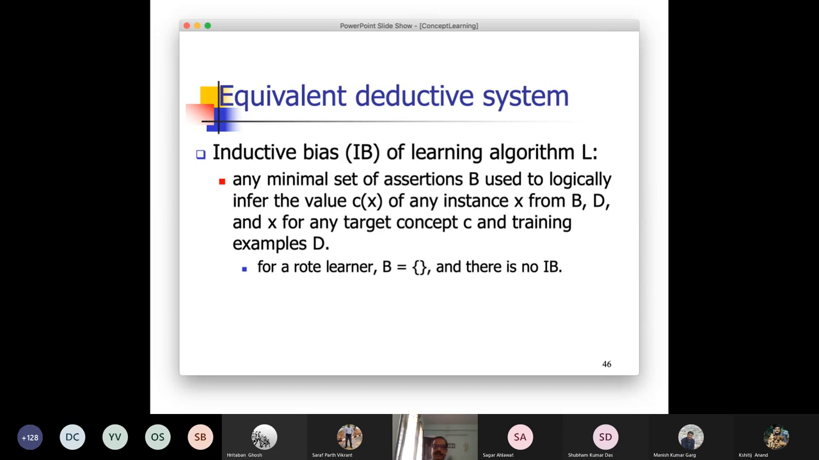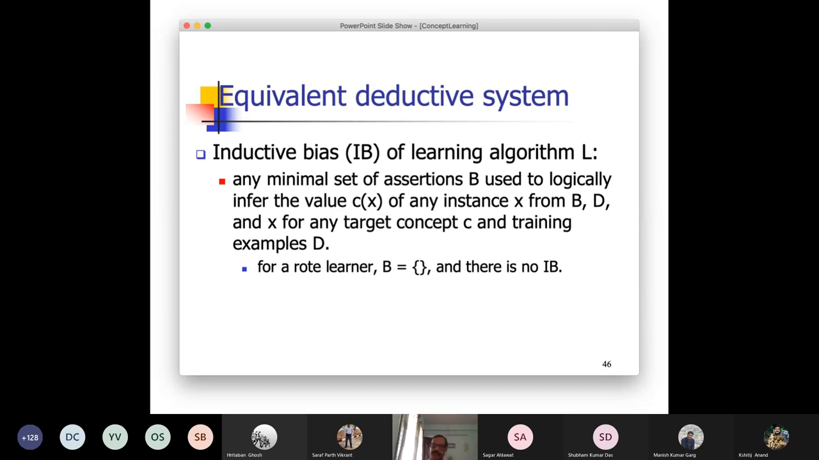So it's a minimal set of assertions B used to logically infer the value of the target function for any instance. B is that set of assertions, D is a set of training examples, and for any instance, that instance is X, right?